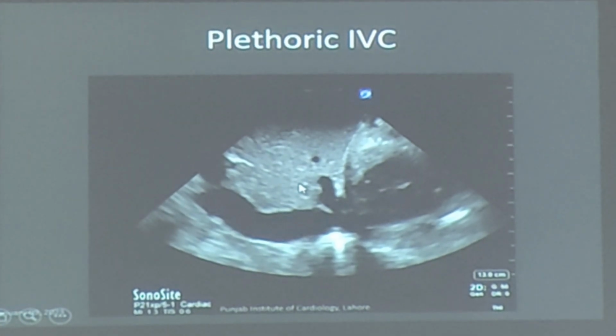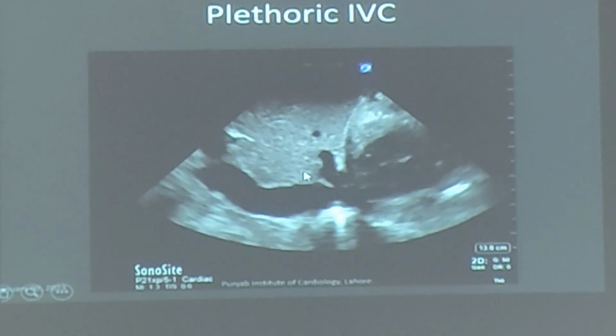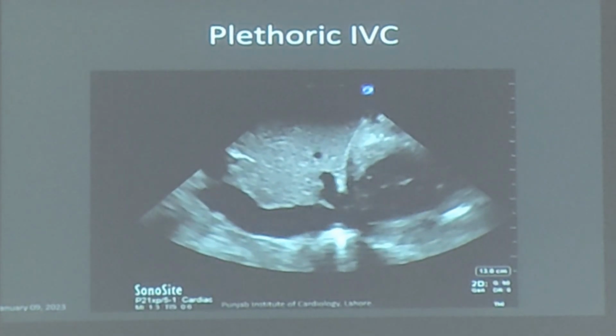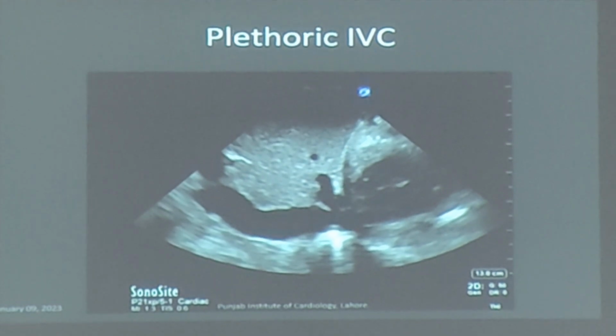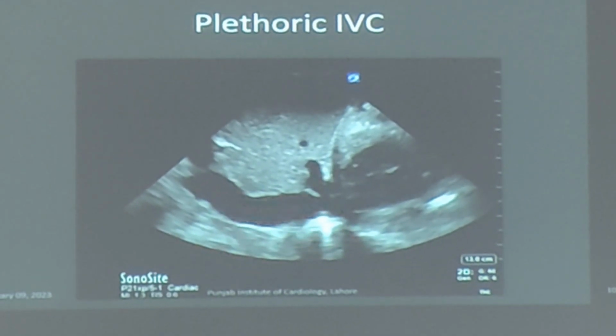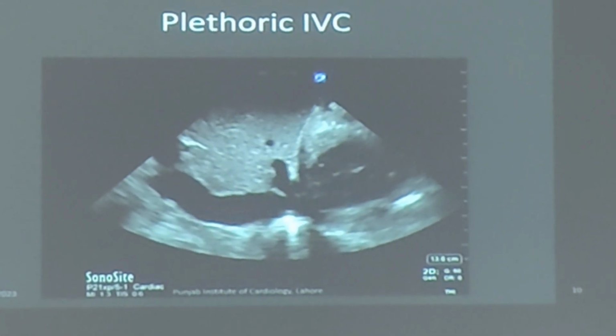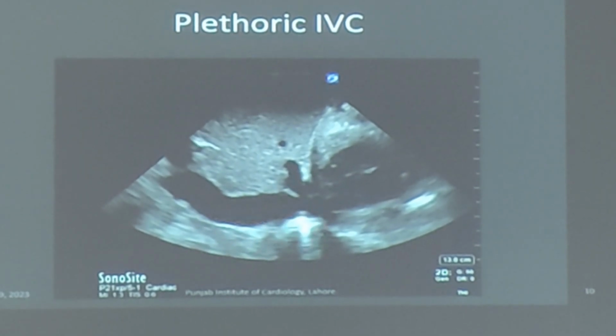IVC plethora. Plethoric IVC means that normally the IVC will change its diameter between inspiration and expiration. So if it is constant and not moving at all, we will call it the plethoric IVC, which is a good indicator telling us that the pericardial effusion is significant and we should take action.